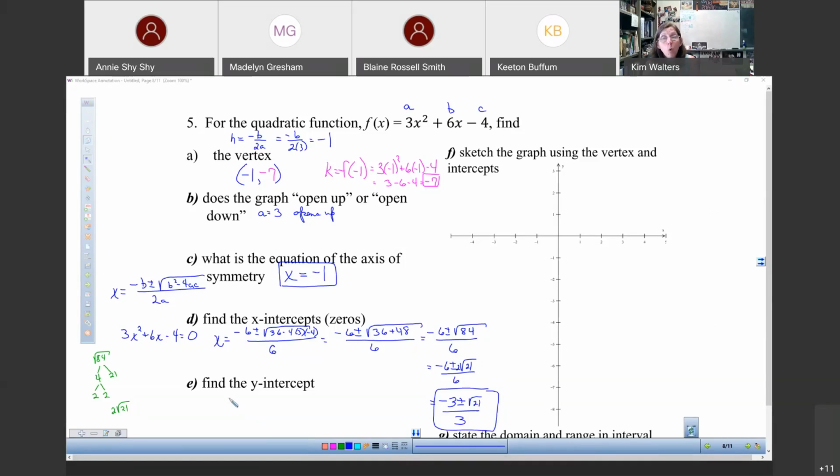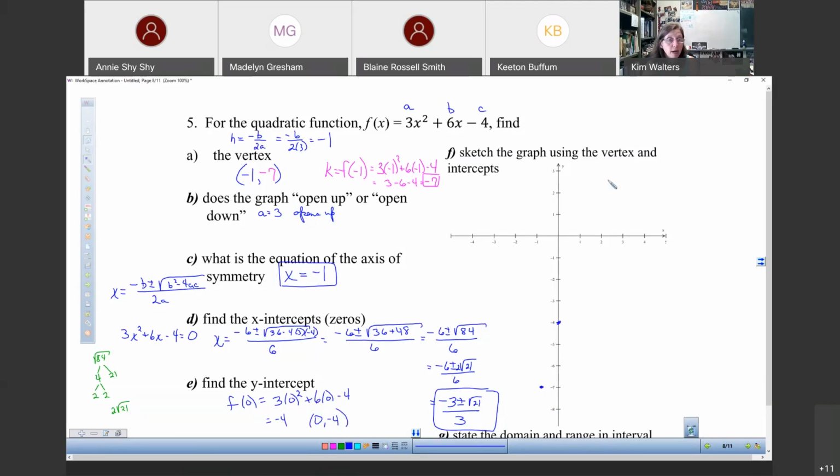To find the y-intercept, though, remember we need to find f of 0. That's such a nice number. 3 times 0 squared plus 6 times 0 minus 4. Everything disappears except negative 4. So my y-intercept is the point (0, negative 4). So let's graph that. And let's graph my vertex.